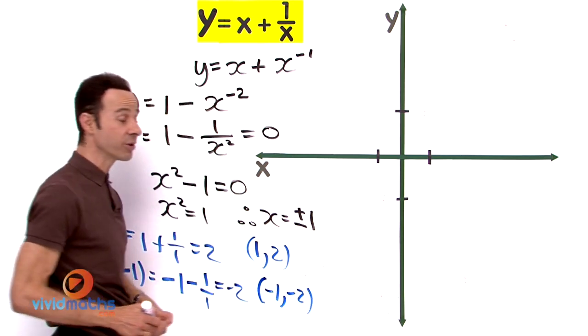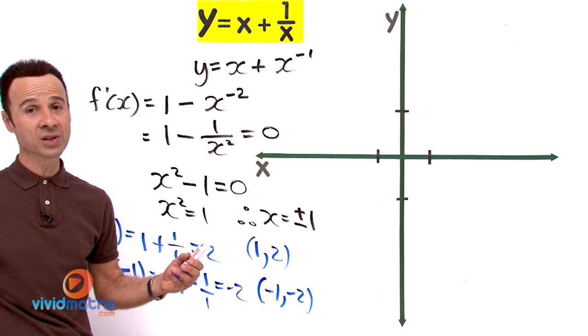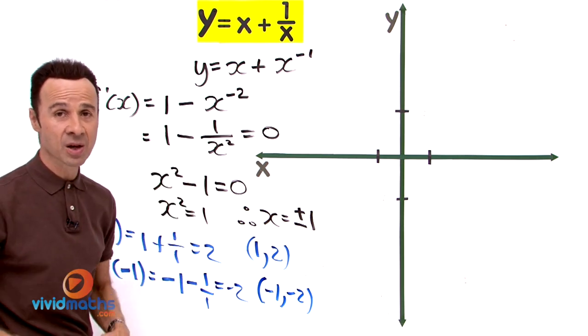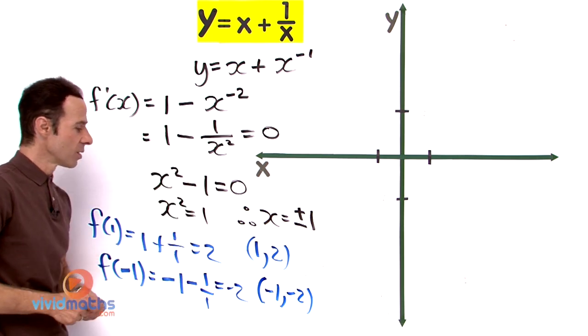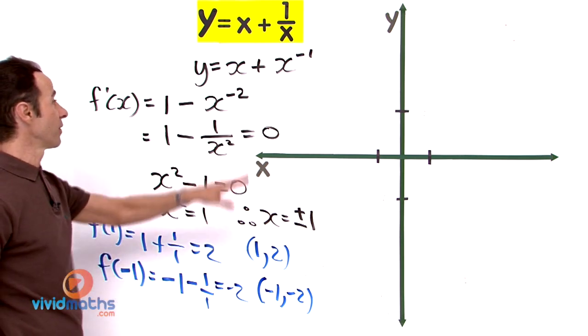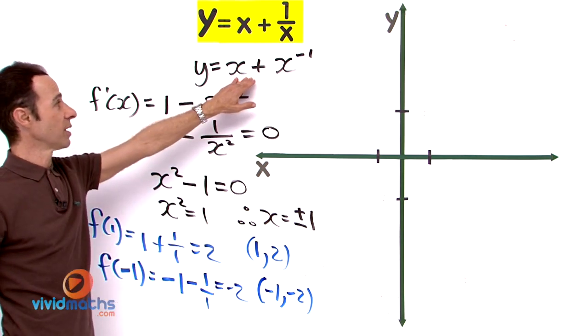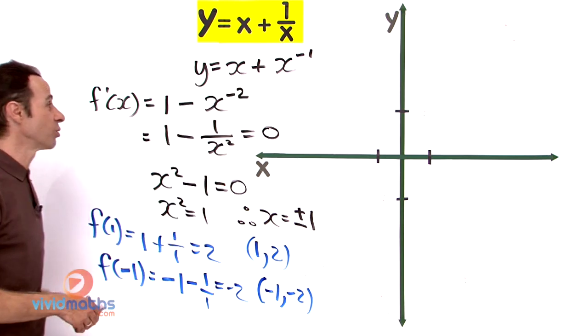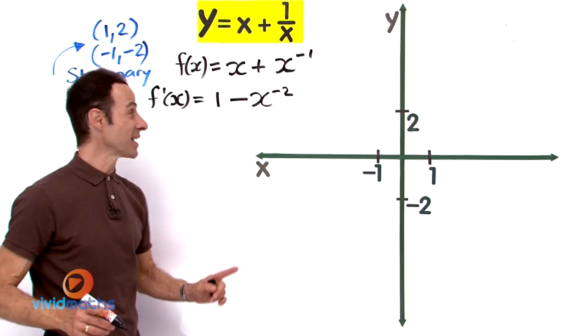So we have 2 stationary points, but we don't know their nature. Are they maximums or minimums? So we're about to discover by finding the second derivative. So we're going to find the second derivative to this right over here. So let's do that now. Let's find the second derivative.